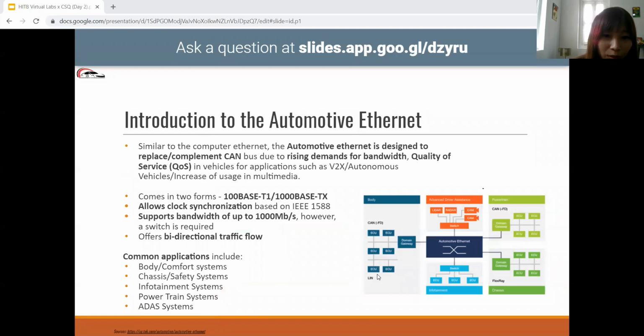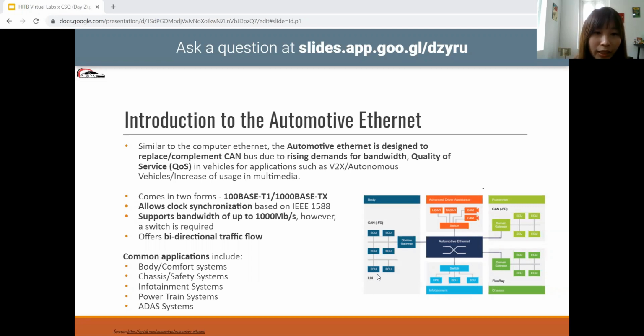Yep. Okay. So moving on, we have the Automotive Ethernet. The Automotive Ethernet is similar to the computer Ethernet, and it's used to replace or to complement CAN bus in our usual real-world scenarios. Due to the rising demands for bandwidth and quality of service, a lot of vehicles actually require it, for example autonomous vehicles and V2X technology. They need a lot of bandwidth and QoS. So in order to support that, we have to integrate Automotive Ethernet in there.